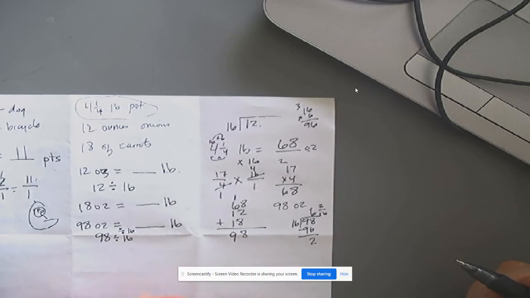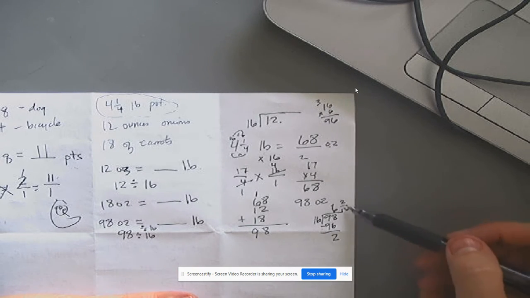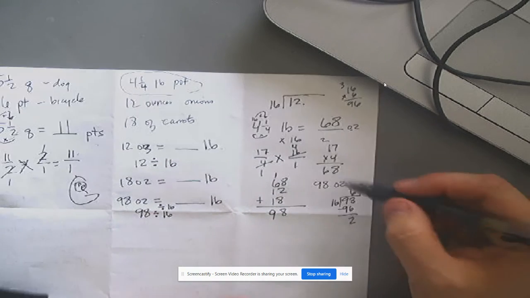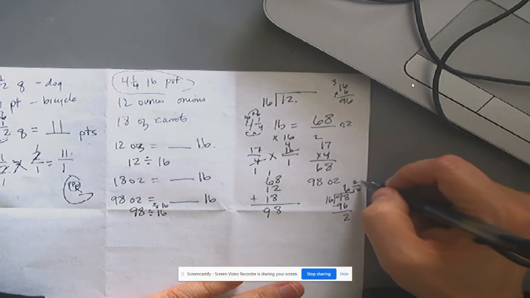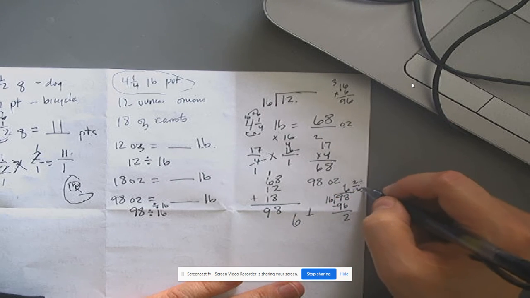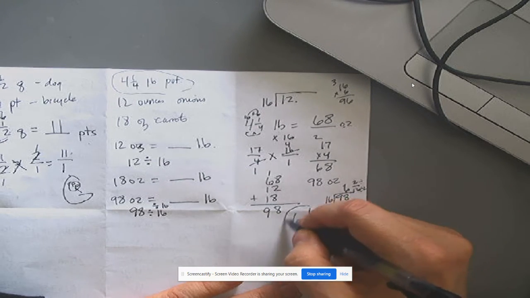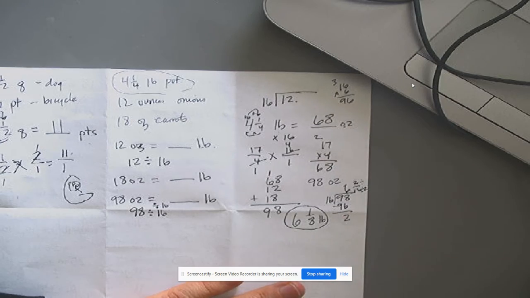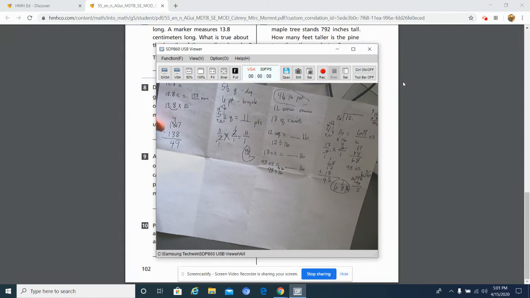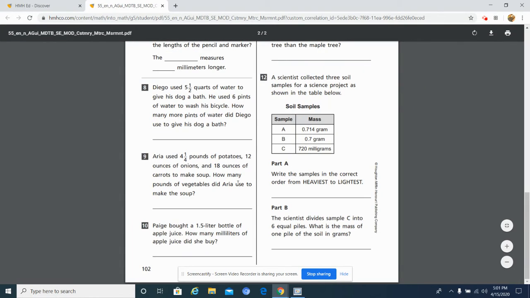Can we leave that in? It is not. They're both even numbers. So what can both be divided by? 2. So 2 divided by 2 is 1. 16 divided by 2 is 8. So we have 6 1/8 pounds. There is no label on that one either, just 6 1/8. Hey, ooh, that was a multi-step one for sure.